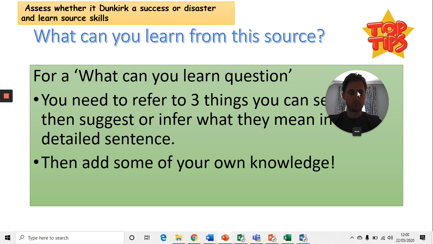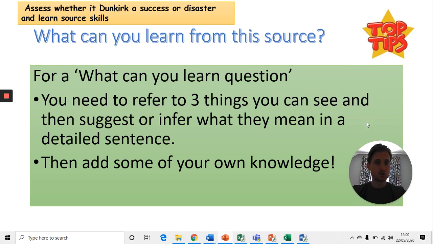So what you've done, you've looked at the information and you've answered the questions. So you've got a bit of background knowledge about Dunkirk. Now we need to apply this knowledge to decide whether Dunkirk was a success or a disaster. So I'm going to show you a series of sources and we're going to look at them one by one.